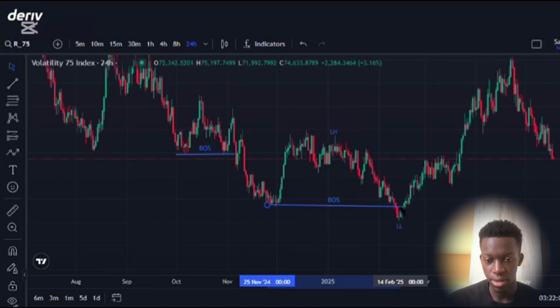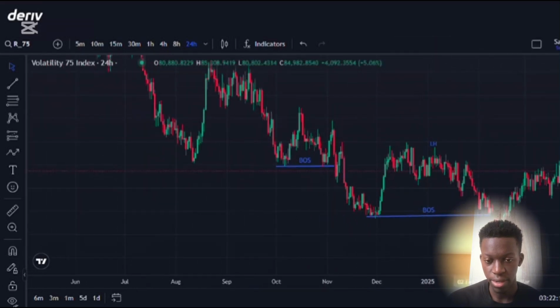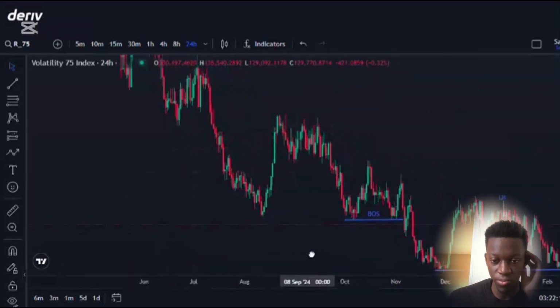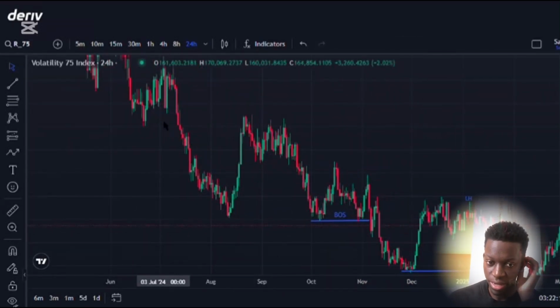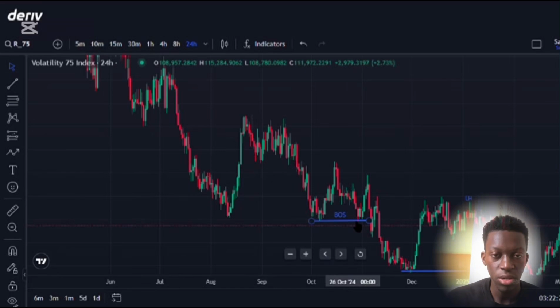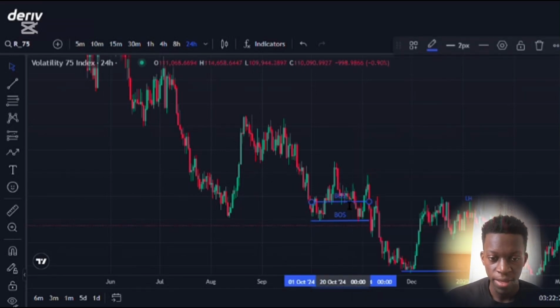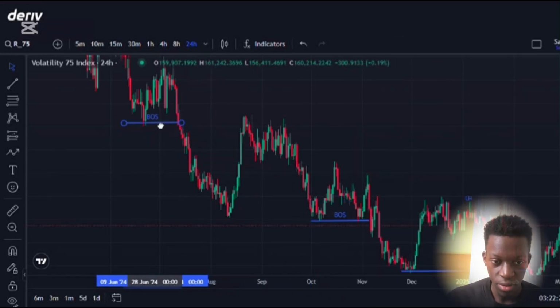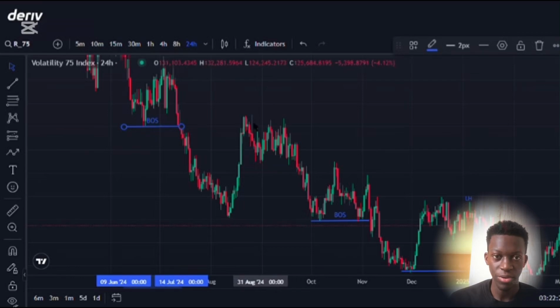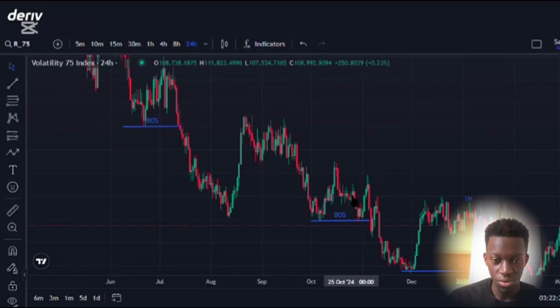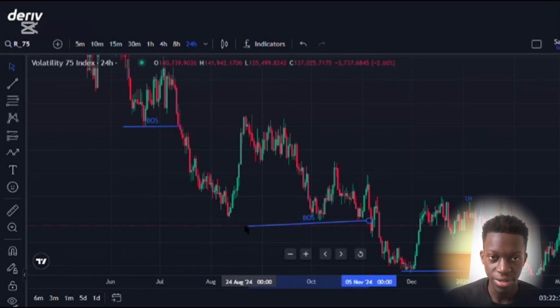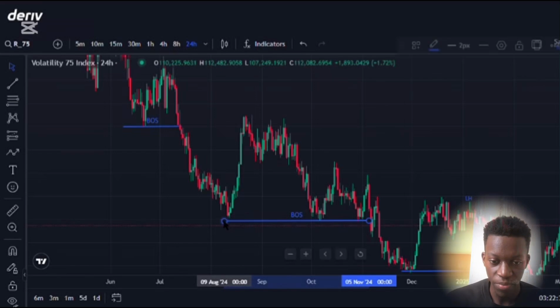Over here we had another break of structure, as you can see. That was on the downside, as you are seeing this. So once the market is in movement, whether a bullish or bearish momentum, every time you break a previous high or a previous low, that will be called a break of structure, as long as you're still in that momentum.